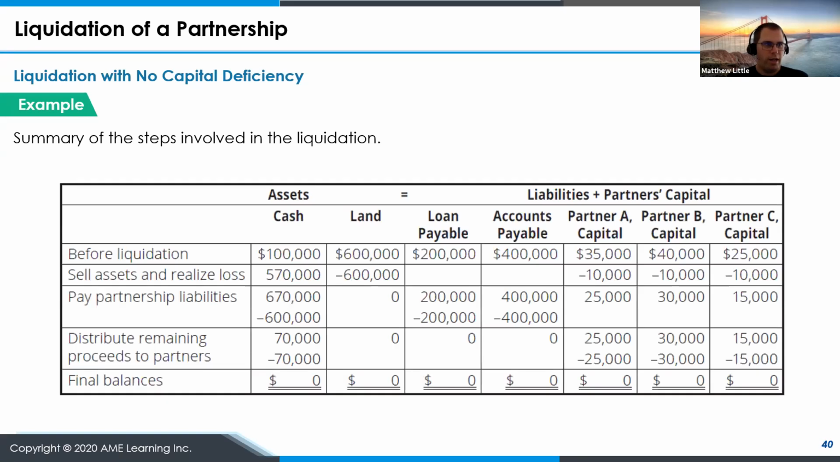So a little summary of what happened here: before liquidation, they had cash of 100, land of 600, et cetera, across. So we sold our assets and realized the loss. So down 600 in land, up cash 570, and then the loss was split amongst the partners. We paid the partnership liabilities of 600. So now those three columns are zero. Then we take the cash of 70,000 and split it to the capital accounts. Therefore, all our final balances are zero for each account.